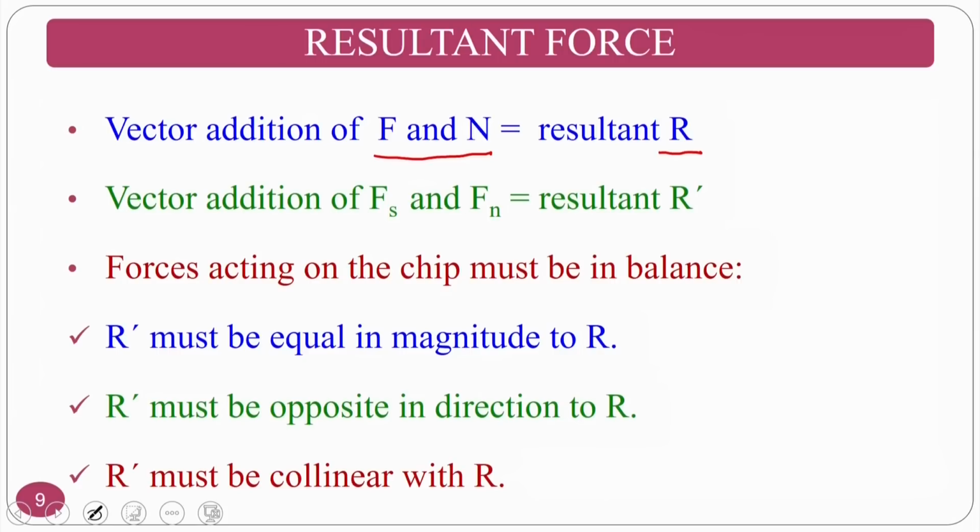So vector addition of the shear force and the normal to the shear force gives rise to the resultant R, and the force acting on the chip must be balanced. For that purpose, R' is equivalent to R. R' must be in the opposite direction to R. So R' must be collinear with R. So this is what you can see.